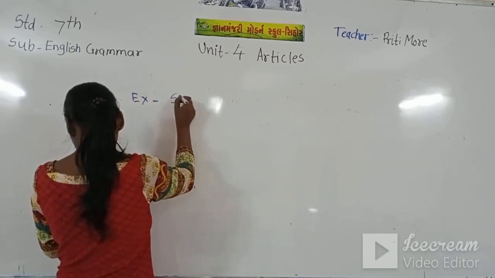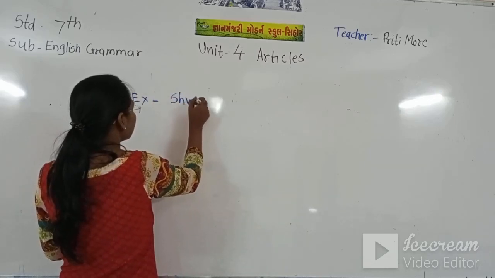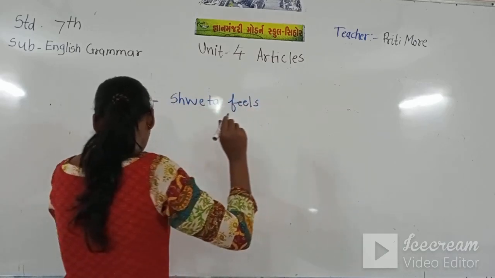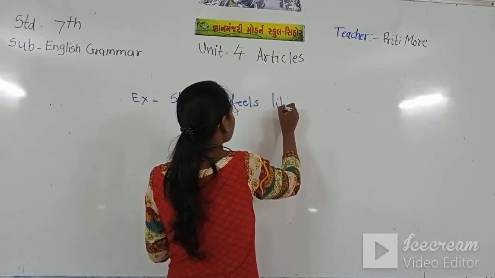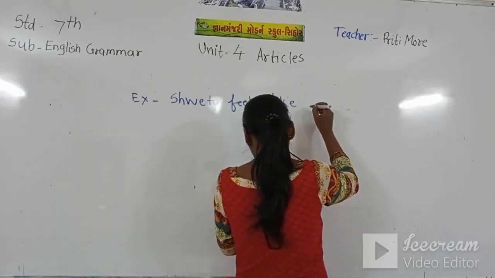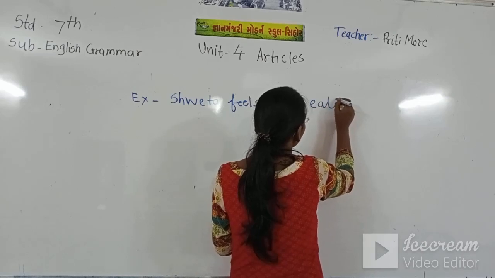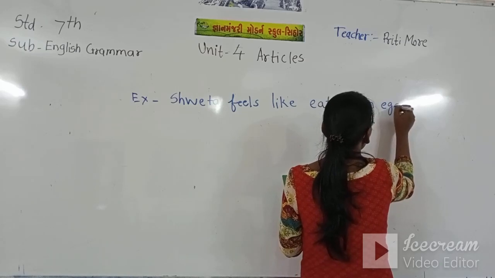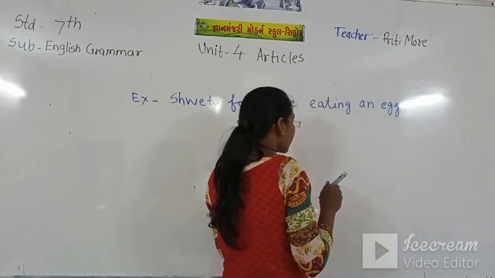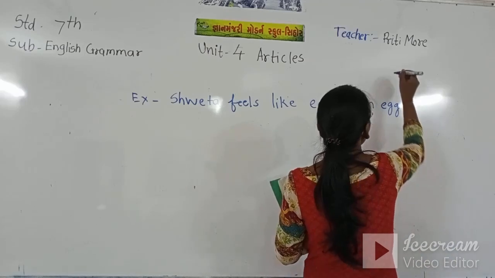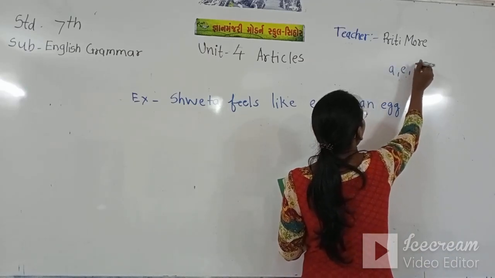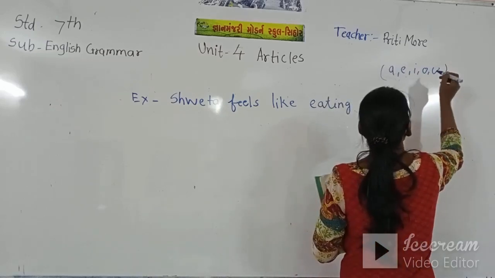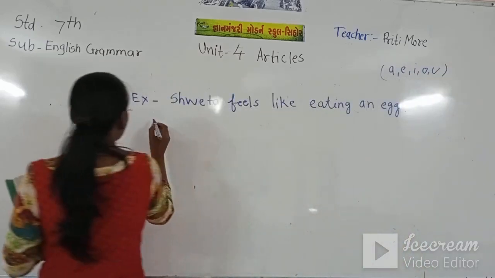Shweta feels like eating an egg. Vowels are there. Which vowels? A, E, I, O, U. These are the vowels.